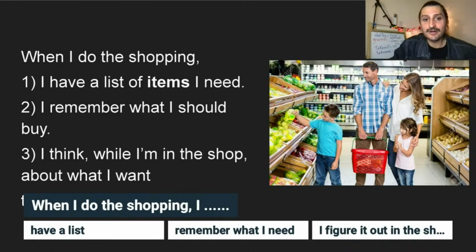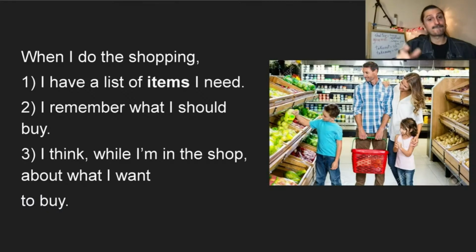Now, there are a few options here. Option number one, when you do the shopping, you have a list of items that you need, okay? A lot of people make a list. They get a piece of paper, they write it down, or they use their phone. Eggs, meat, vegetables, fruit, milk, etc. Other people remember what they should buy. That's me. I just make a mental note. Okay, I need more cheese, I need more bread. I don't write anything down.